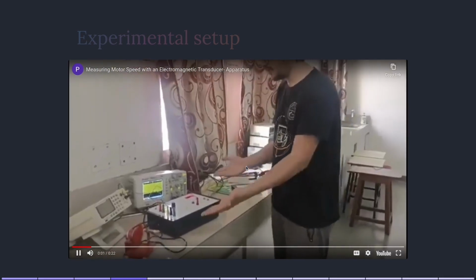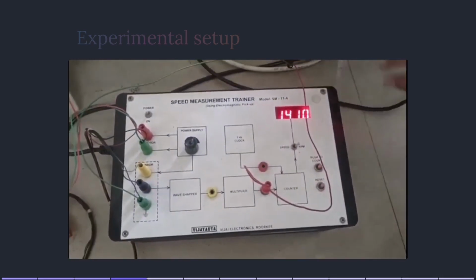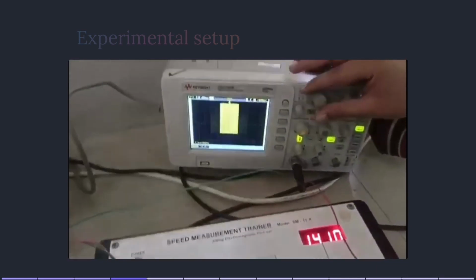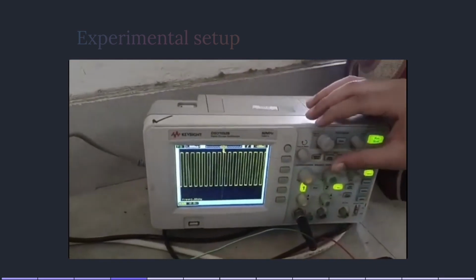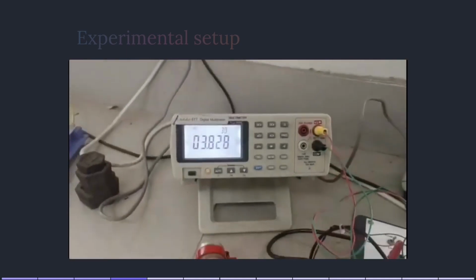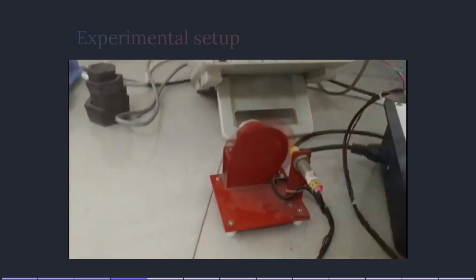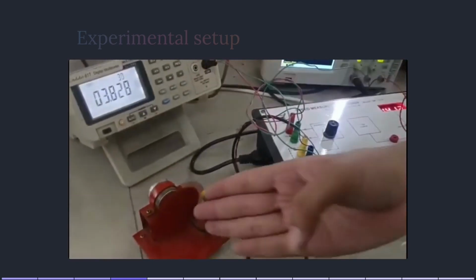For the apparatus we have a speed measurement trainer. Then we have a digital oscilloscope. Then we have a digital multimeter. Then we have the DC motor, the electromagnetic pickup, and a sawtooth disc.